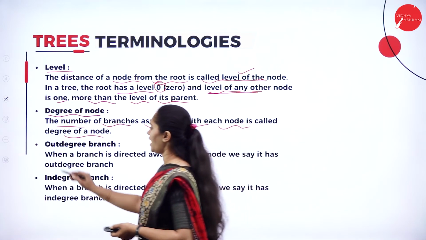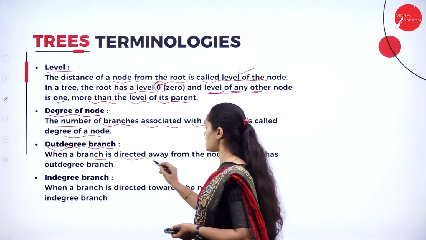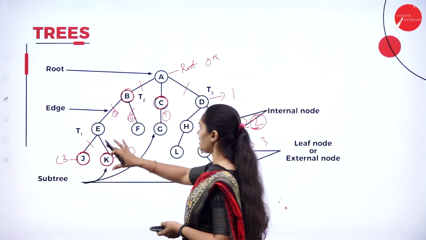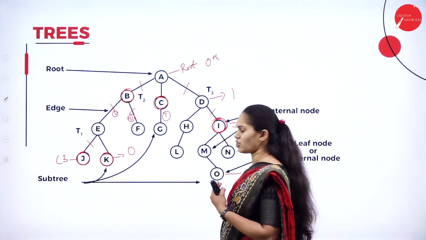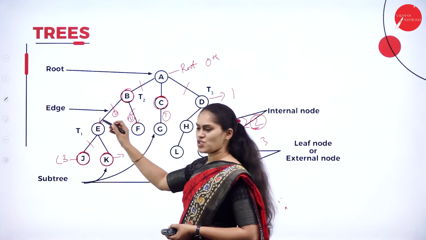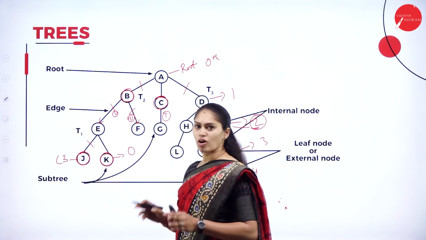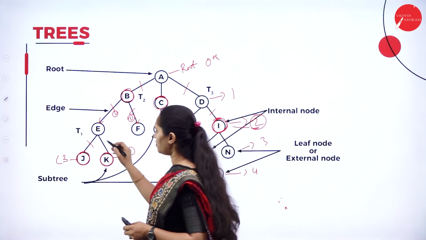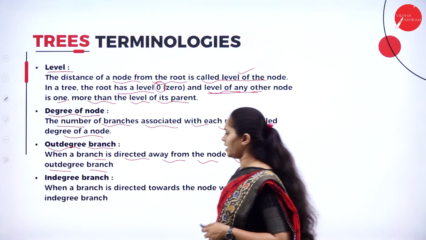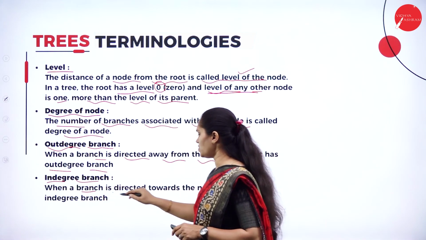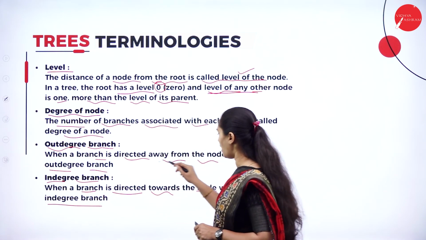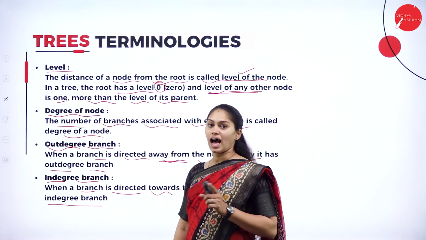Fine. So next, we have an out degree branch. When a branch is directed away from the node, then we can say that is an out degree branch. So here all these are non-directed trees, or a hierarchy. So if I am making it like this, let me consider, here the branches are away from a given node, then we are calling that an out degree branch. If it is coming towards the node, then we'll be calling that an in degree branch. So when a branch is directed towards the node, we will be calling that an in degree branch. If it is moving away from the node, then we are calling that an out degree branch.